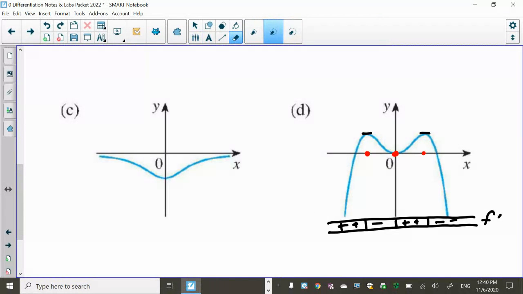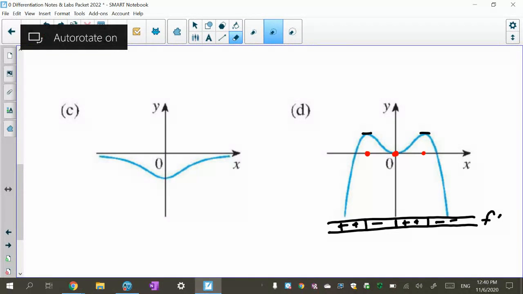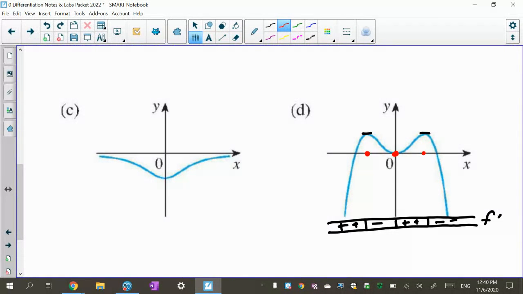So we're going to go through and actually sketch the graph. I must have hit something. So I'm going to do this and say, all right, I have to be above, below, above, below. So there's the sketch of my derivative.